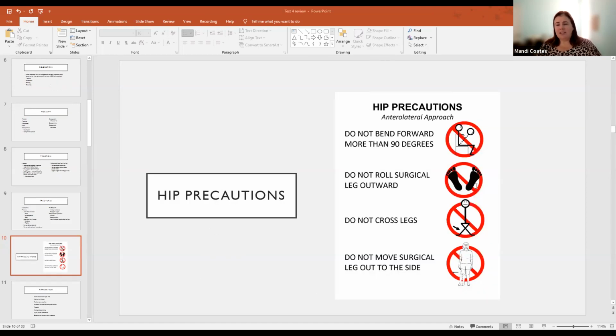So with hip precautions, know these, we don't want more than 90-degree flexion. We're going to keep those legs straight. We don't want them rolling outward, no crossing the legs, and no moving that leg out. So we kind of want to keep that abduction pillow on there, a pillow in between. Be careful when you're sitting them up or getting them up, and remember education with that.